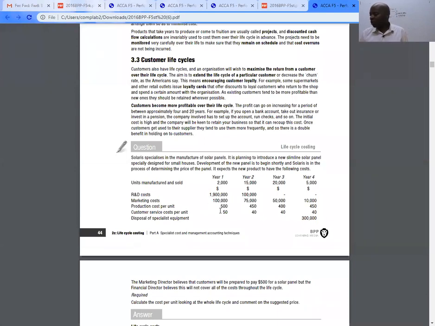Just take the cost per unit times number of units. Like now for production cost, year one, I'll talk of 500 times 2,000 plus the production cost of year two, 450 times 15,000 plus 400 times 20,000 plus 450 times 5,000. Could you kindly give me an answer?